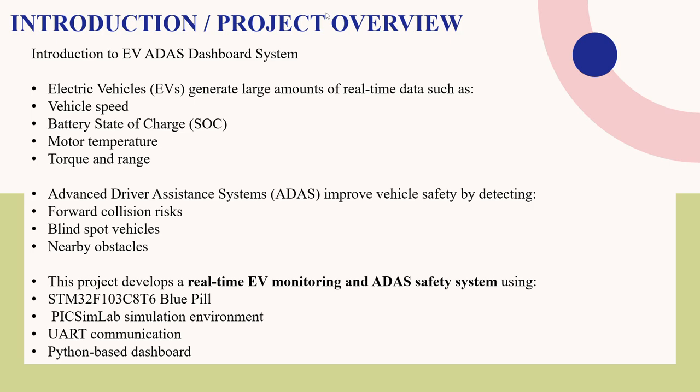Here we go, introduction or project overview. First of all, about EV ADAS. In our EV ADAS dashboard system, EV means electric vehicles. This generates a large amount of real-time data such as vehicle speed, battery SOC, system on chip or state of charge, motor temperature, torque and range.